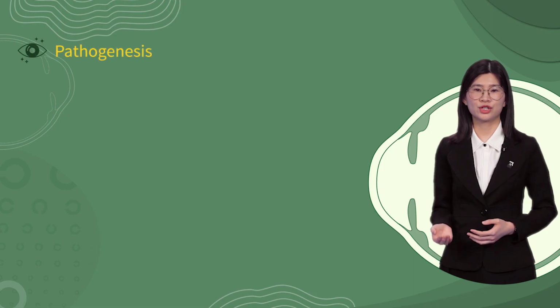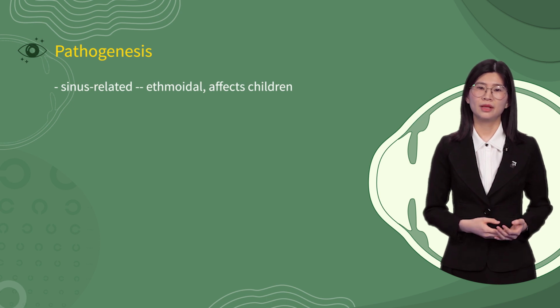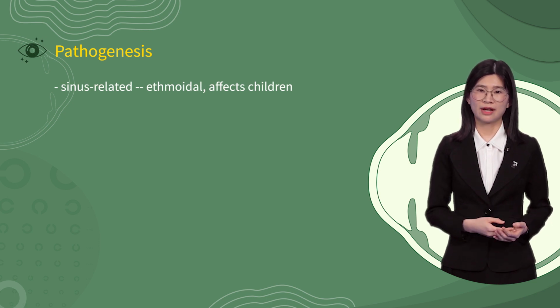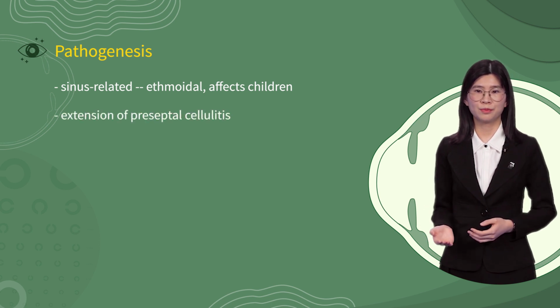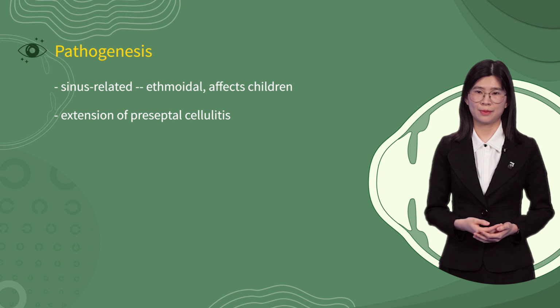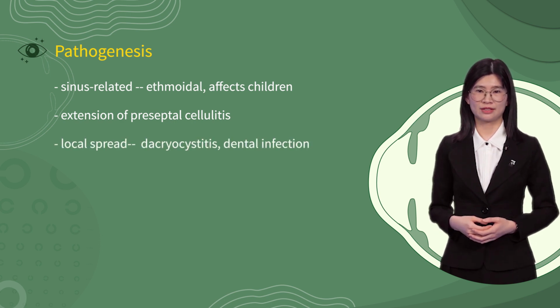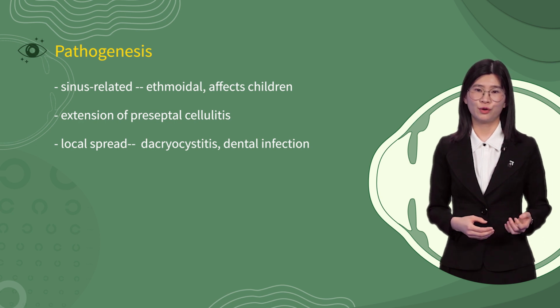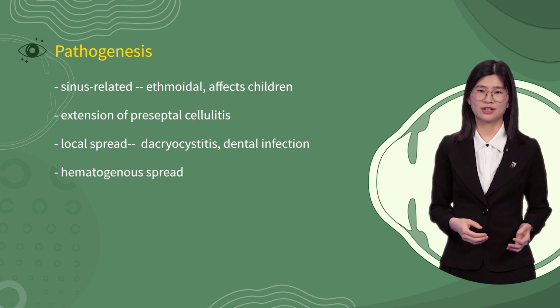Let's start with the pathogenesis of bacterial orbital cellulitis, including sinus-related, most commonly ethmoidal, which typically affects children and young adults. Extension of the preseptal cellulitis through the orbital septum. Local spread from adjacent dacryocystitis, midfacial or dental infection, and the last condition may cause orbital cellulitis via an intermediary maxillary sinusitis. Hematogenous spread.